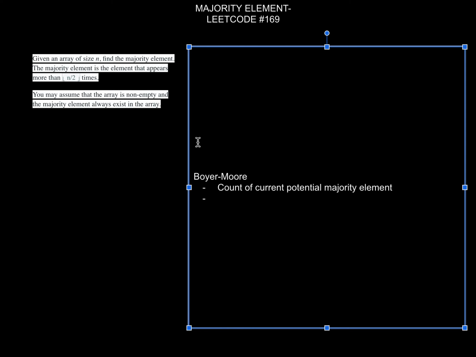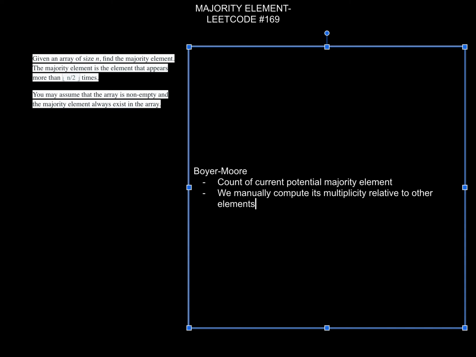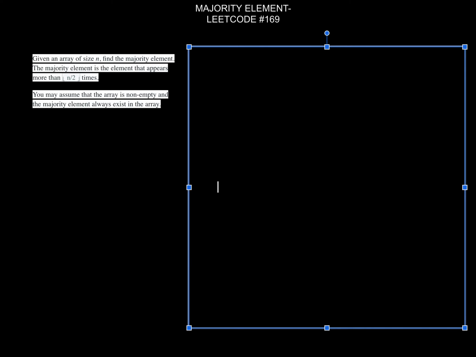So it keeps account of the current potential majority element, and we manually compute its multiplicity relative to other elements before it. So a quick narration of this would be, in the case of 1, 2, 1, 4, 5, 1, 1, 1, 2.